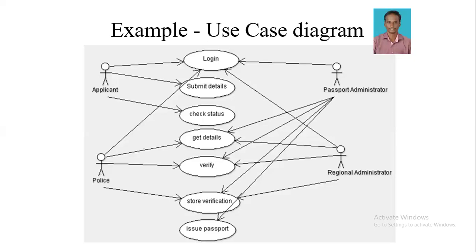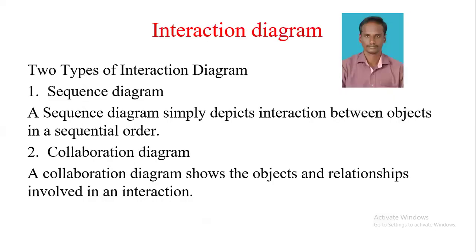Stimuli in the sense, links, how the actors interact with the use cases. That is very important. And the next one is the interaction diagram. Already I told you that there are two types of interaction diagrams. One is the sequence diagram and the other is the collaboration diagram.